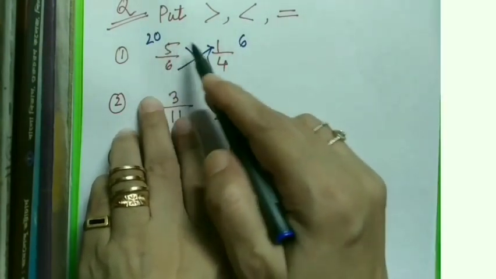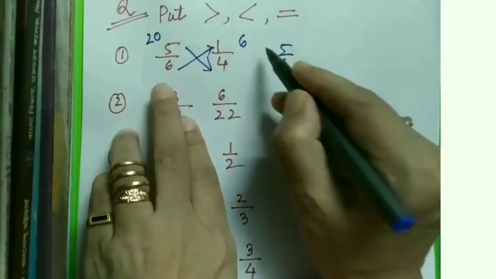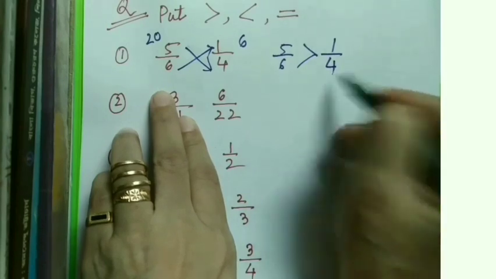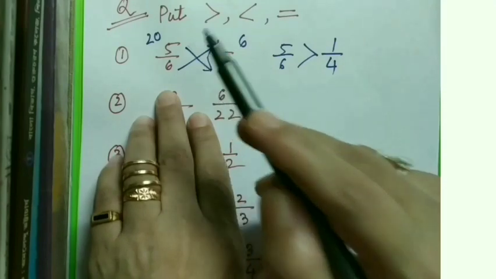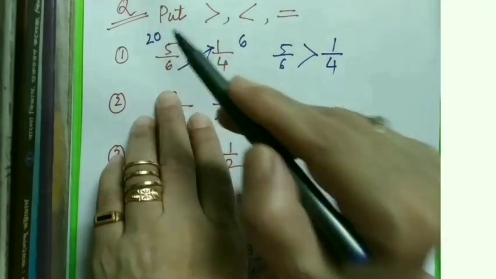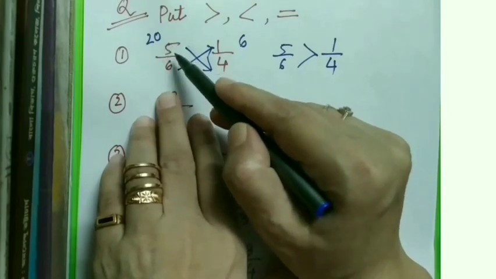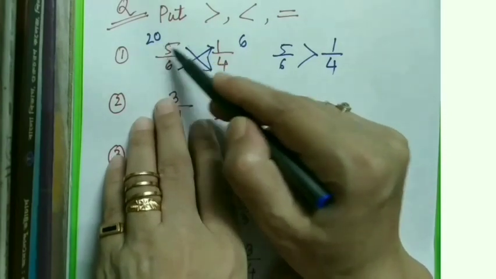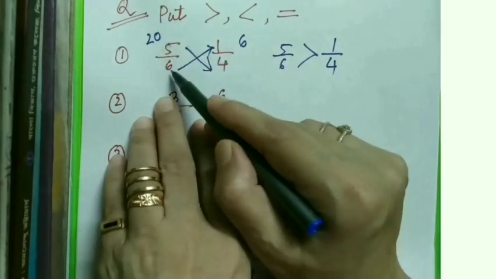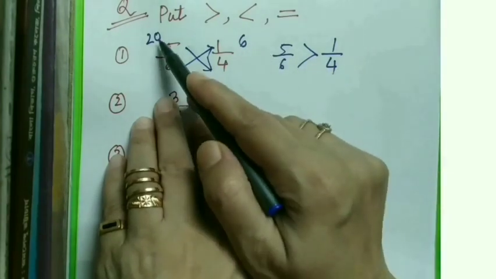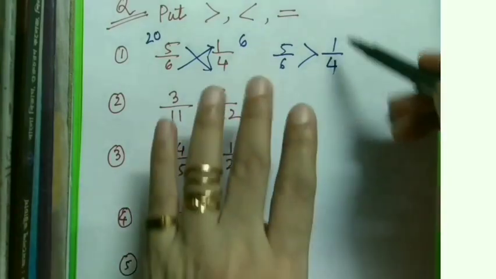Then which one is greater here? 20 is greater than 6. Then we will write 5 by 6 is greater than 1 by 4. Understand? With the numerator, always remember one thing: always start with the numerator of the first fraction. So we are starting with 5. That means the numerator of the first fraction, 5 with 4, that means 20, and 6 with 1, that means 6. As 20 is greater than 6, this fraction 5 by 6 is greater than 1 by 4.